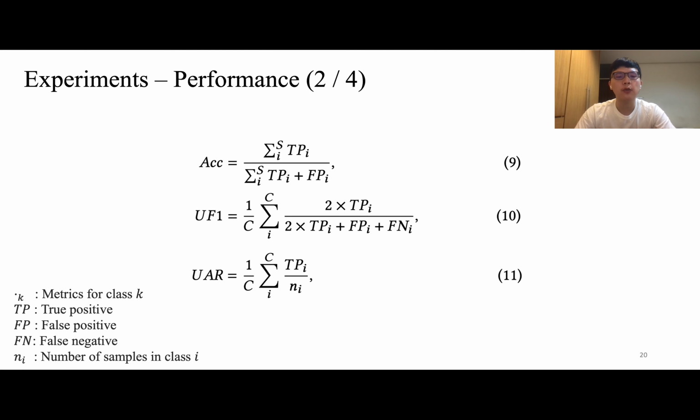So here are the metrics we used. We used 3 different metrics: accuracy, unweighted F1 score, and unweighted average recall. The details about each metric are shown in the notation on our bottom left. TP represents true positive, FP represents false positive, and S represents the subjects. We compute each metric on each subject first, and finally we obtain the average over the subjects. FN represents false negative, and Ni represents the number of samples within class i. And C represents the number of classes, for example, 5 or 3.